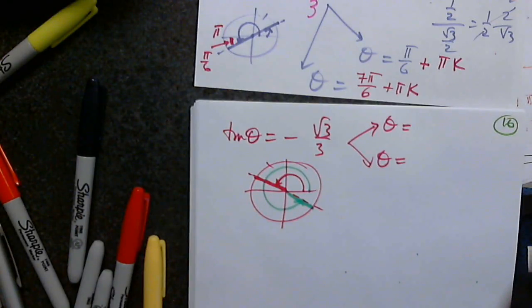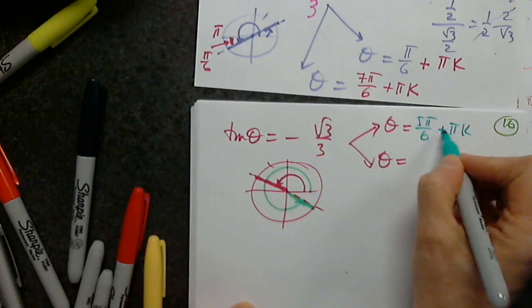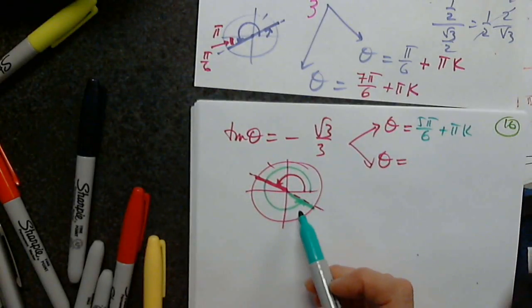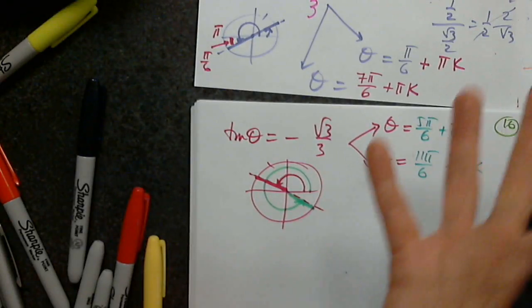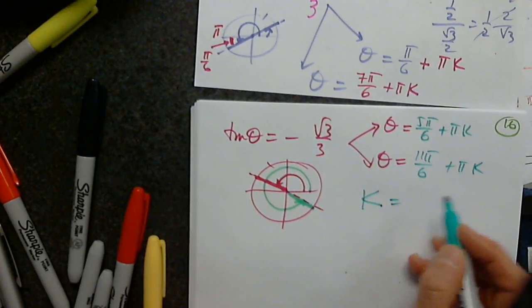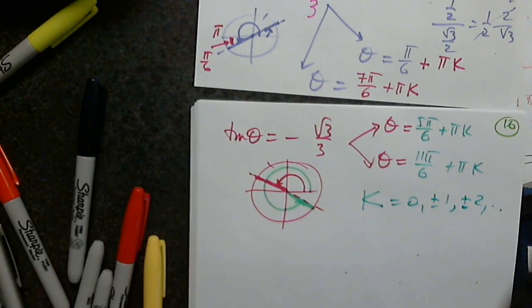5 pi over 6. So it's pi minus pi over 6, right? Which is 5 pi over 6. Very good. You're right. So 5 pi over 6 plus pi k. And 2 pi minus pi over 6? 11 pi over 6 plus pi k. It's sufficient to write one time k equals 0, plus or minus 1, plus or minus 2, but somewhere you have to write it.